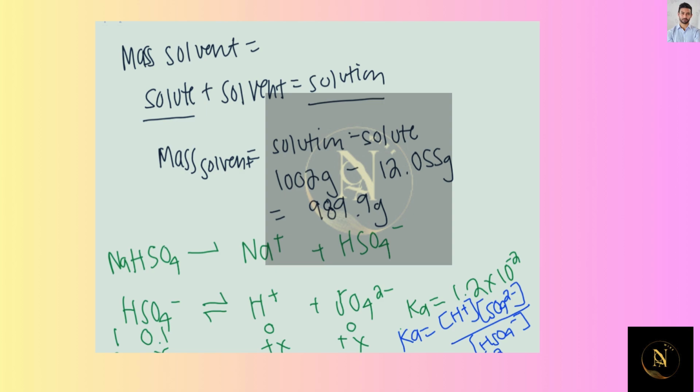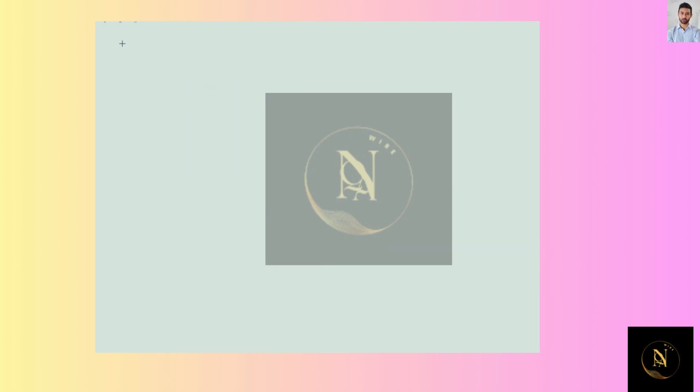I'm going to take this to the next page. What I just wrote was 1.2 times 10 to the negative 2 is equal to our products, which was x squared, over our reactants, which was 0.1 minus x. And now we need to solve for x. To be able to solve for x, we have to get all of our equation equal to 0.